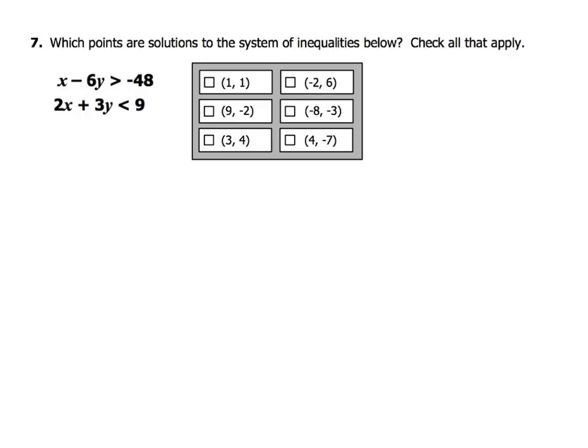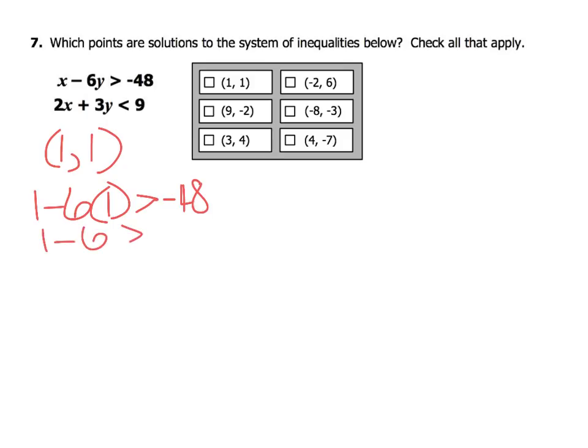So what we would do is we would say 1, 1, all right? 1 is our x, 1 is our y, and we would take them and plug them back into both equations. So with our first one, we would say x minus 6y is greater than -48. Well, we know x is 1, minus 6 times y is also 1. Is that greater than -48? And then we just simplify. So 1 minus 6, and then we ask ourselves, is -5 greater than -48? Yes, it is.